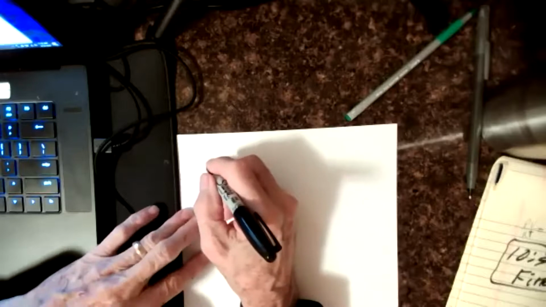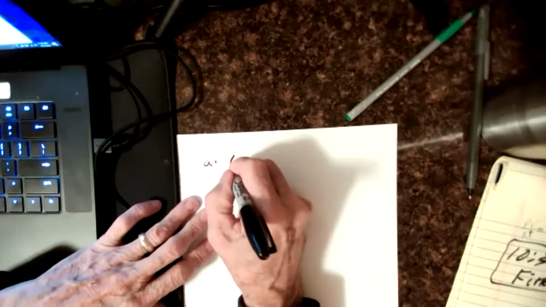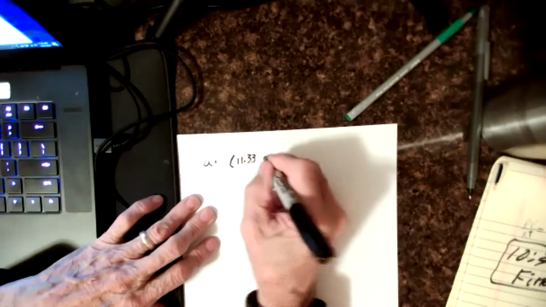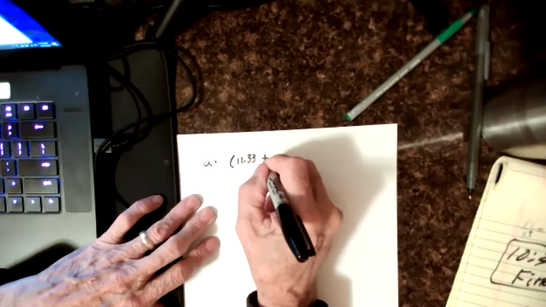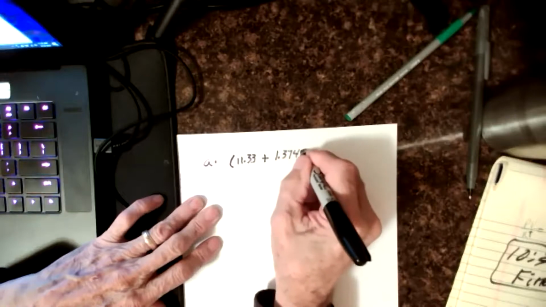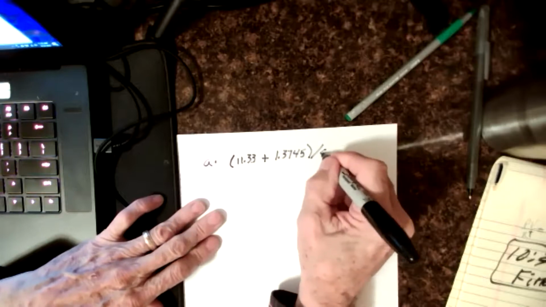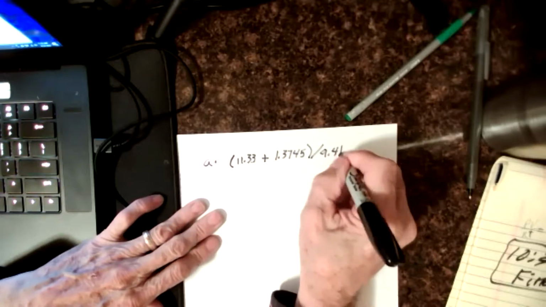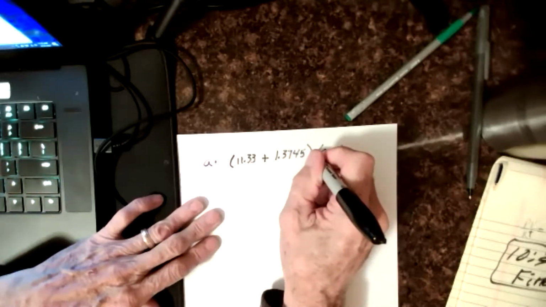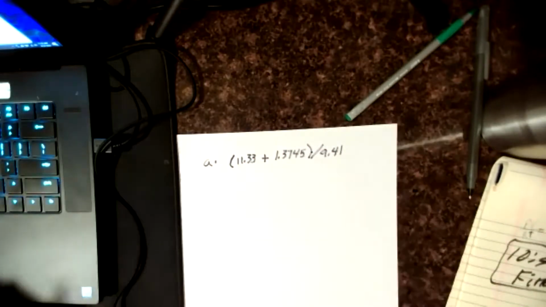And here's the A problem. Let's see if it's rounded off correctly. We have a problem given like this: 11.33 plus 1.3745, close the parenthesis, divided by 9.41. The parenthesis is the first operation you have to do, so you have to add these two numbers together. So let's add the two numbers together.